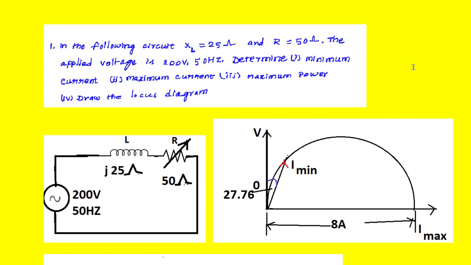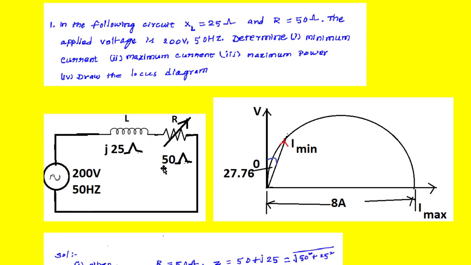So let me summarize the numerical problems on locus diagrams. We have seen how the voltage and current are related in a pure inductor, pure resistor, and pure capacitor, and also how that can be used for a circuit where one of the passive elements is varying. We have seen how, in a series circuit, we get the minimum current and the maximum current with variation of one of the elements in the circuit.